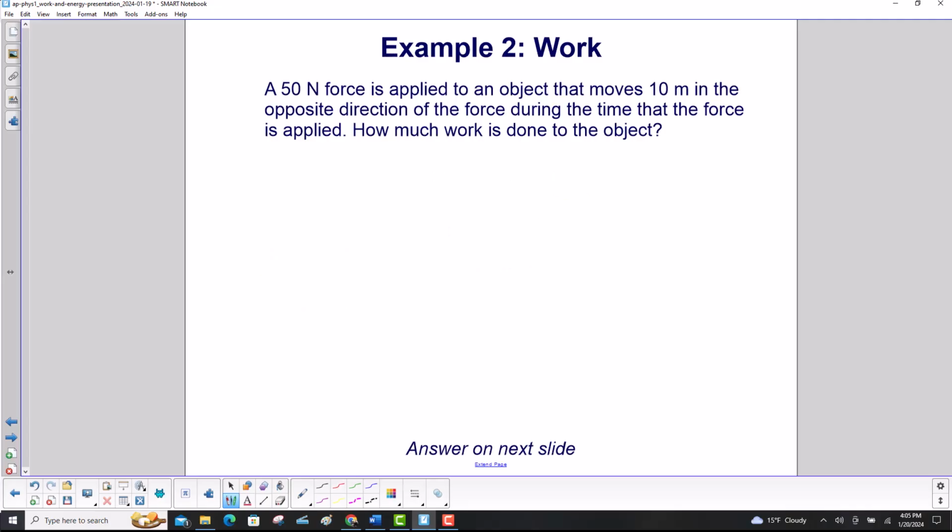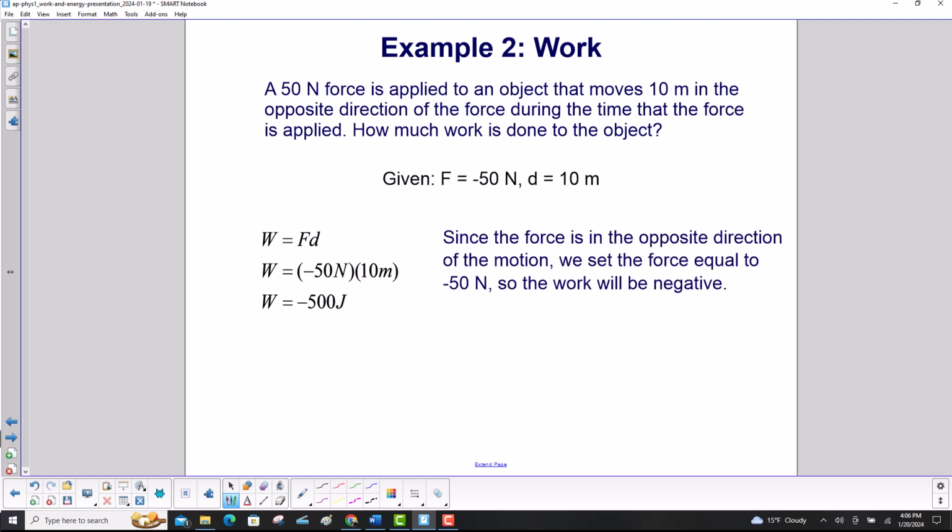Example 2. A 50 Newton force is applied to an object that moves 10 meters in the opposite direction of the force during the time that the force is applied. How much work is done to the object? Once again, we're not using the full work formula, but we're going to say the force is negative this time because it's opposite the motion. So work is Fd. Here's our negative 50 newtons, 10 meters. We're doing negative work this time, negative 500 joules.